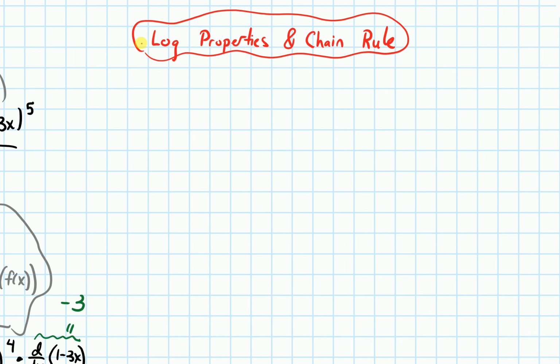In this video, we will talk about log properties and the chain rule. So I want to begin by giving a proof of why the derivative of ln of x is equal to 1 over x.